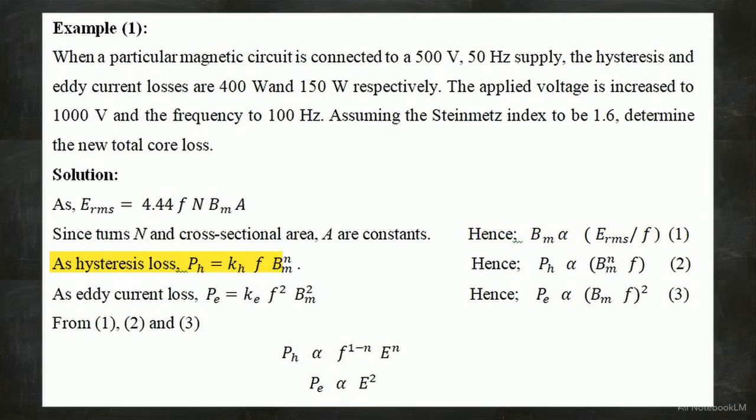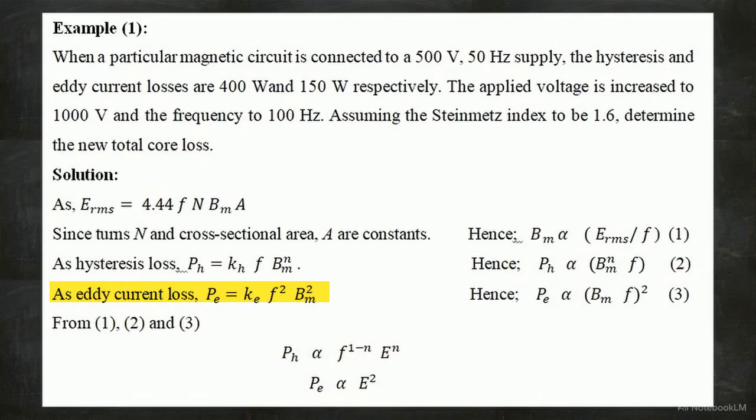Now we look at the standard theoretical formula for hysteresis loss, denoted as pH. It relies on a constant, the frequency, and the maximum flux density raised to the power of the Steinmetz index. By substituting our voltage over frequency relationship in place of the flux density variable, we derive a new working proportionality. Hysteresis loss is proportional to the frequency to the power of 1 minus n multiplied by the voltage to the power of n.